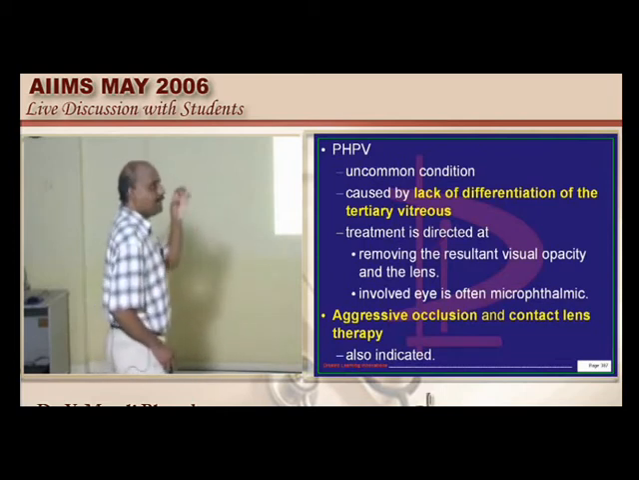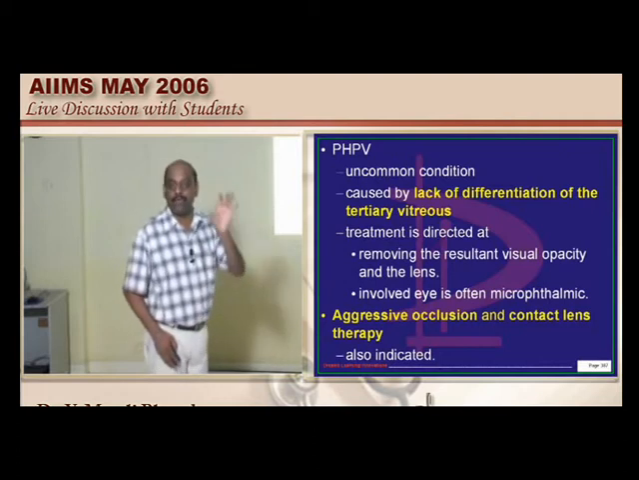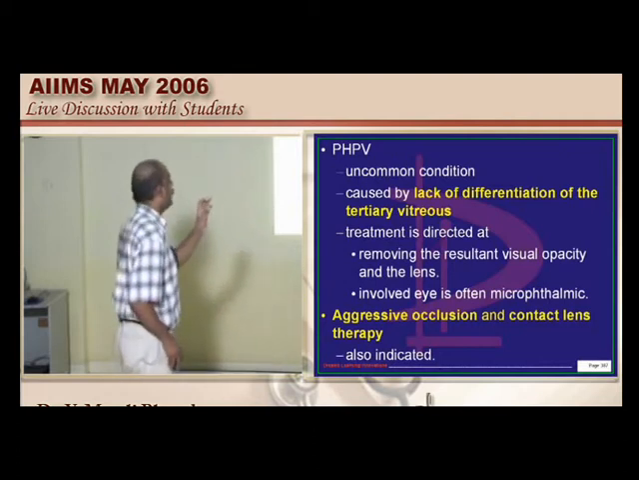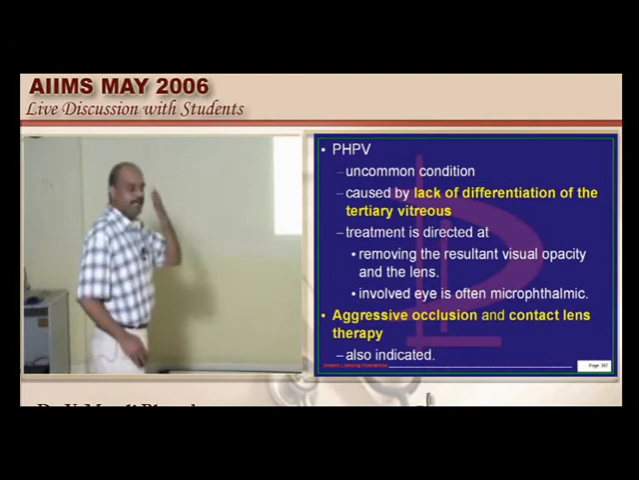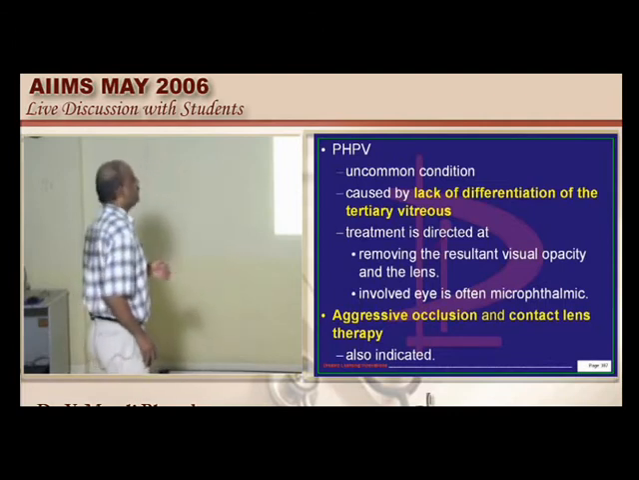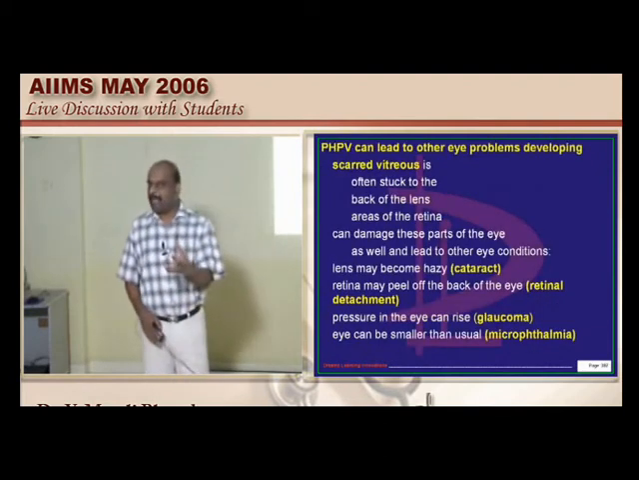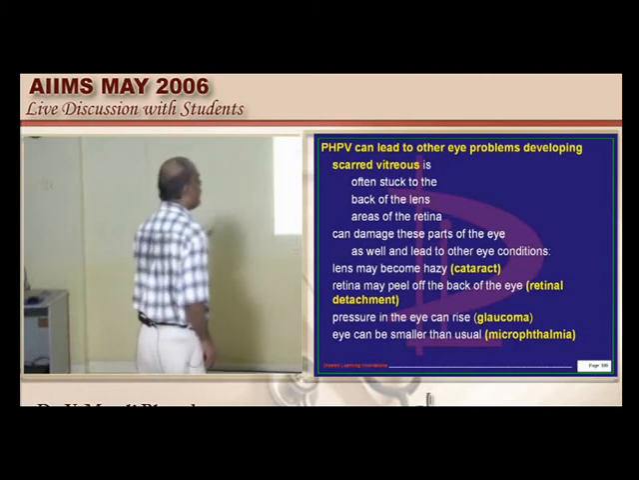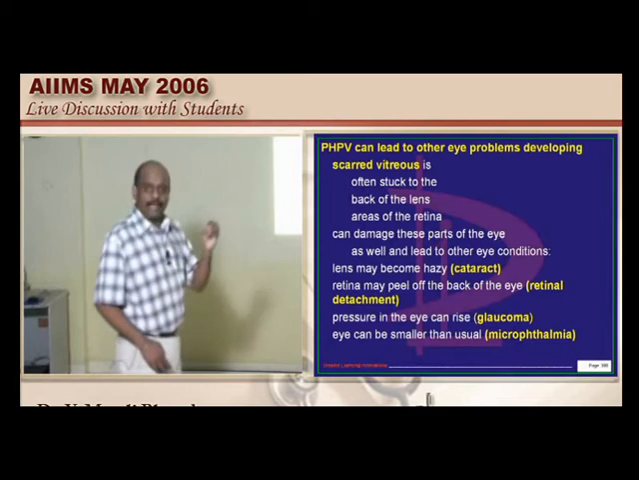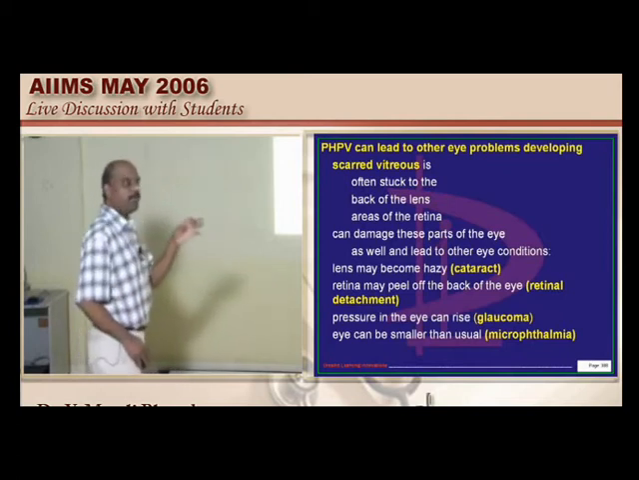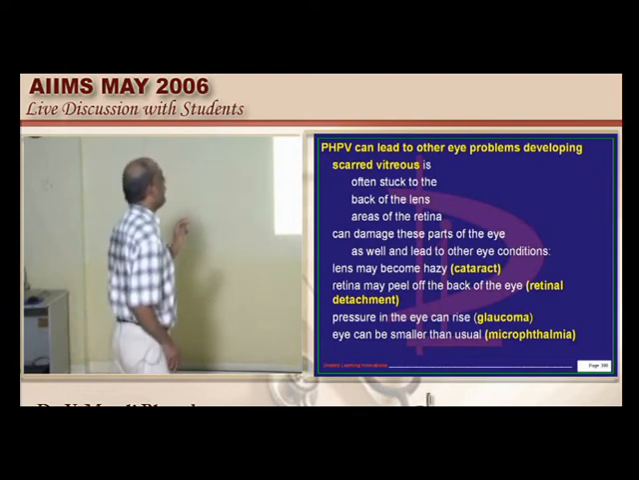And generally if you look at the particular eyes which suffer from the primary hyperplastic vitreous, they are all microphthalmic in nature, is what needs to be remembered. So contact lens therapy and aggressive occlusion are all considered to be essential parts of the management. Sometimes this hyperplastic vitreous can become scarred and stuck to the back of the lens and areas of the retina, and it can lead to the development of cataract, retinal detachment, glaucoma, microphthalmia. They're all important problems that you need to basically understand.